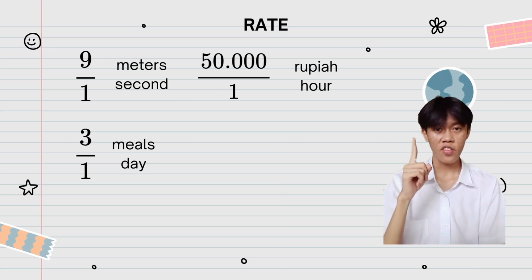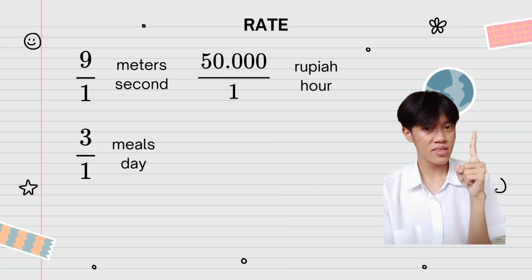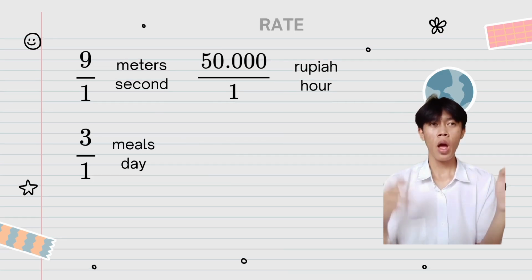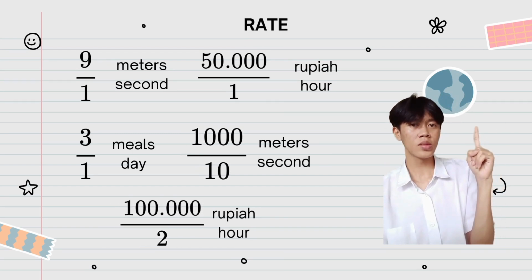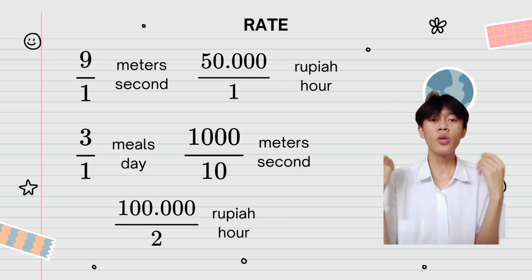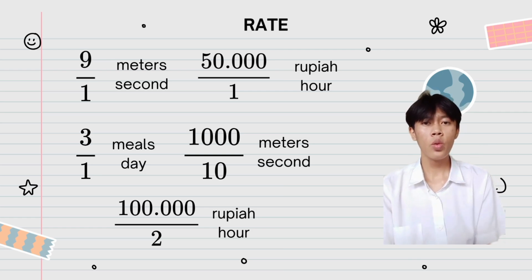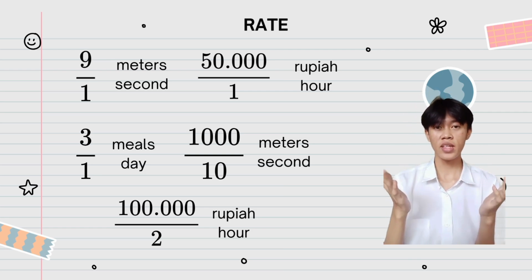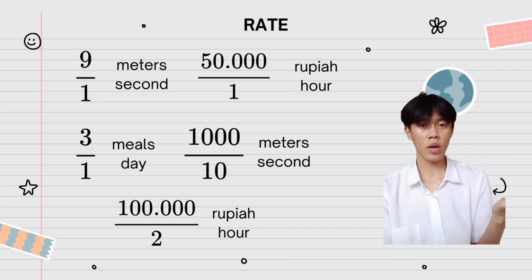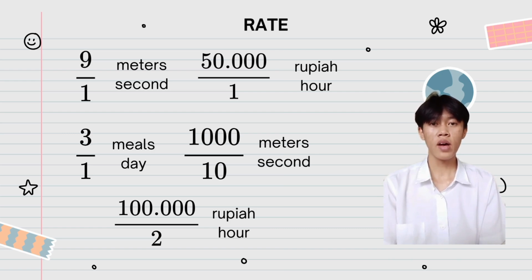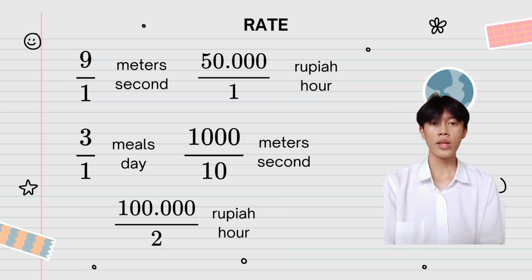Alright, so that's simple enough. But you may be wondering, are the bottom numbers of all these rates 1? Can you have a rate like 1000 meters per 10 seconds or 100,000 rupiah per 2 hours? We sure could, but most of the time with real rates like that, we want to convert them into an equivalent rate that has 1 as the bottom number. That's because whenever the bottom number represents only 1 unit of time, like 1 hour or 1 day, it makes comparing different rates much easier.